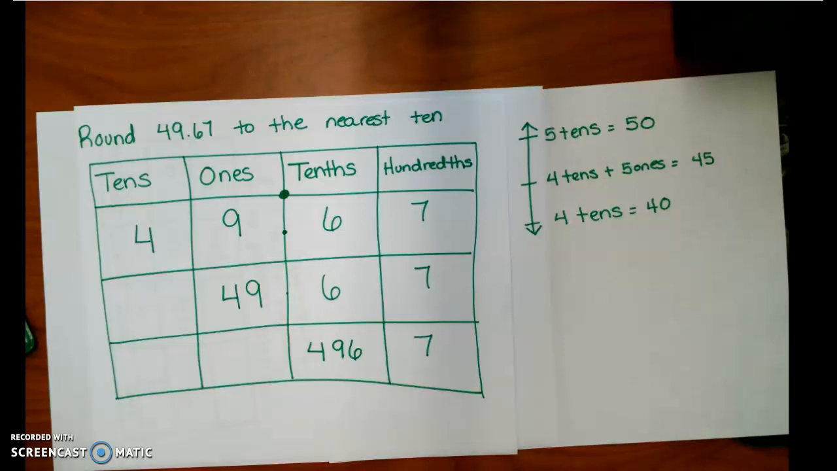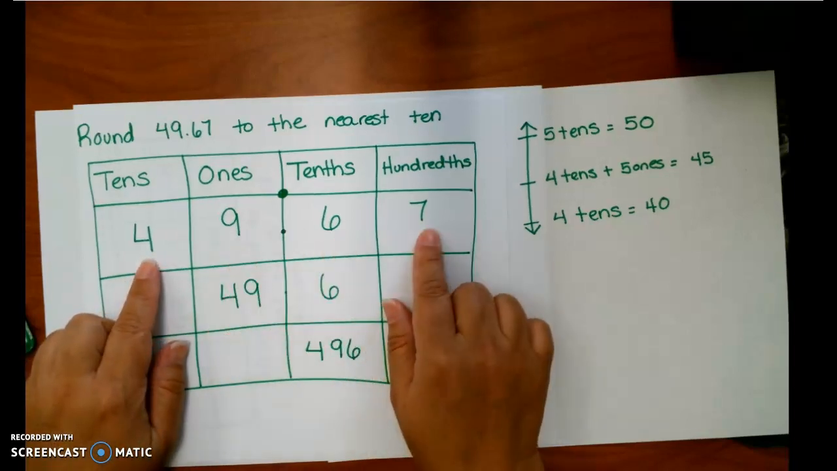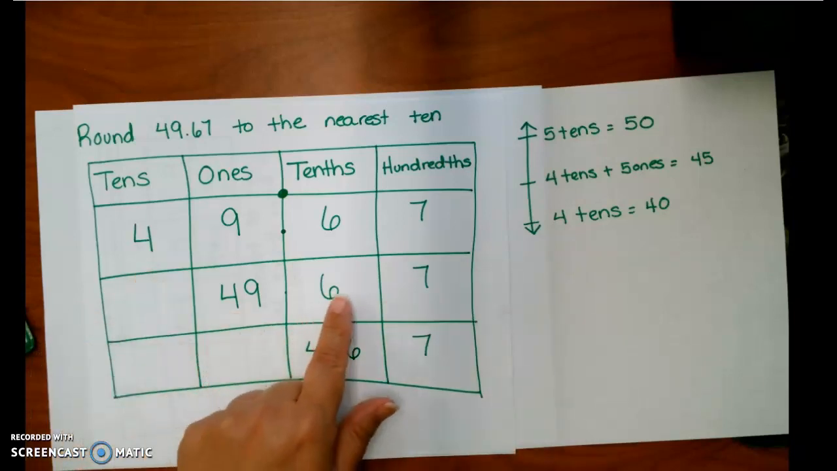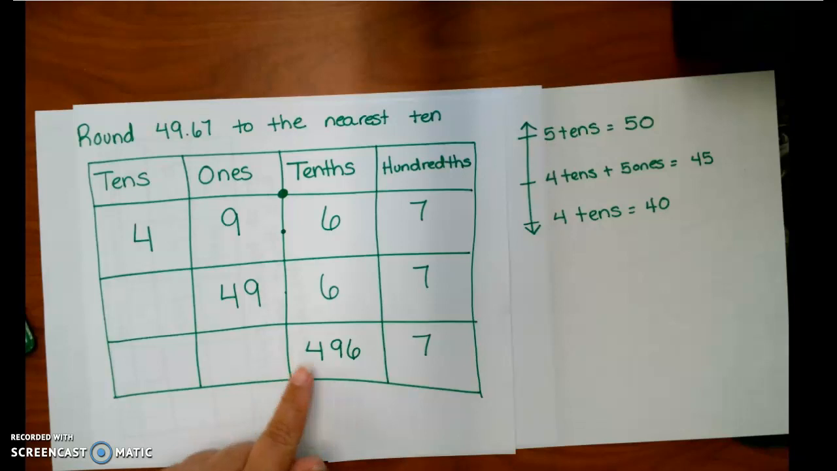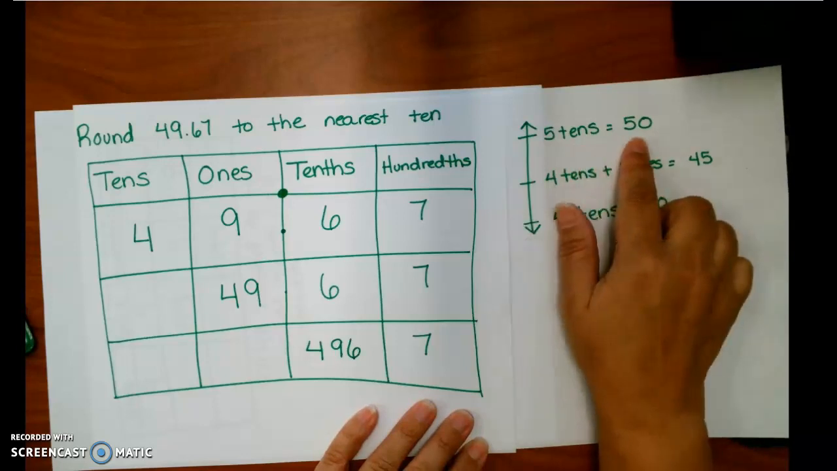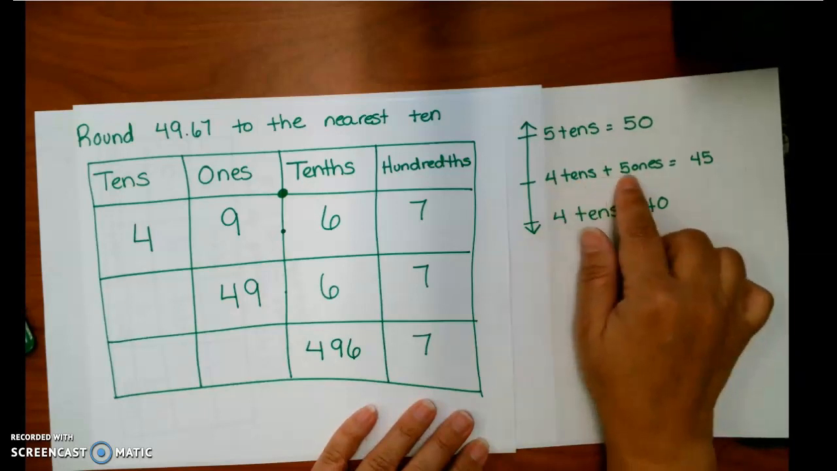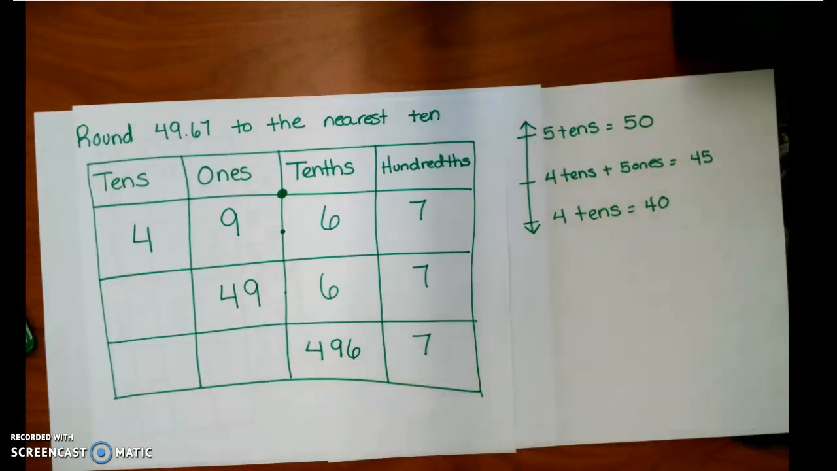I can decompose 49 and 67 hundredths into 4 tens, 9 ones, 6 tenths, 7 hundredths, or 49 ones, 6 tenths, 7 hundredths, or 496 tenths and 7 hundredths. Now I want to round to the nearest 10. So I can also put this on a vertical number line. I have 5 tens is 50, 4 tens is 40, 4 tens plus 5 ones is 45, and that's my midpoint between 40 and 50.